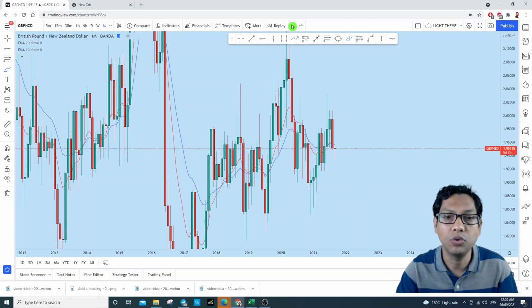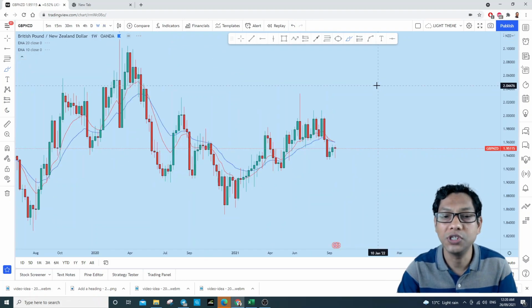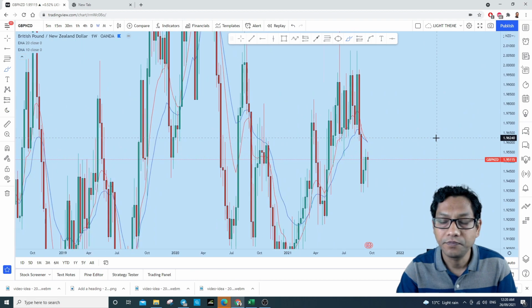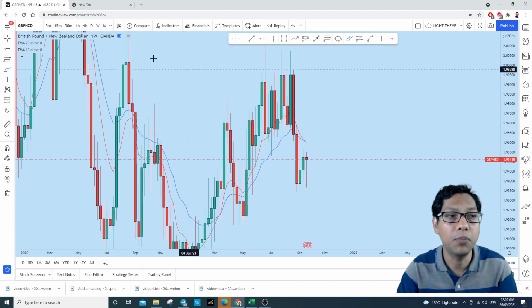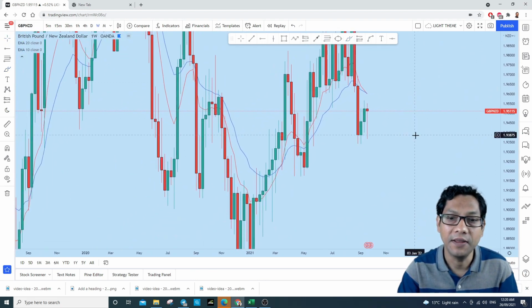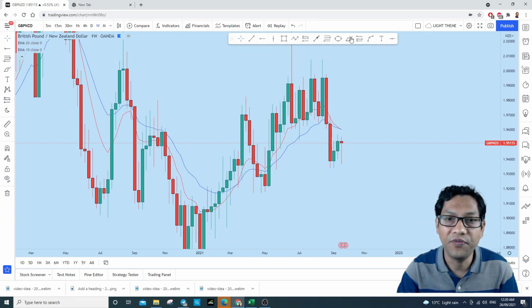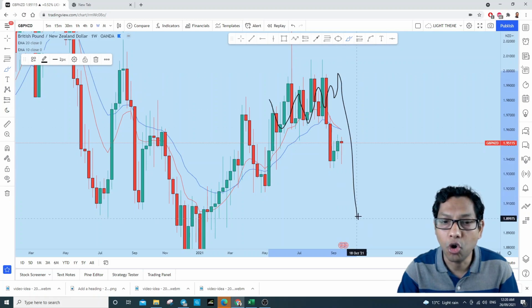Now let's go down to the weekly time frame to see what we have. On the weekly, we have a very important candlestick pattern. Why? Because look at this. First, a big consolidation on the weekly and a drop to the downside.